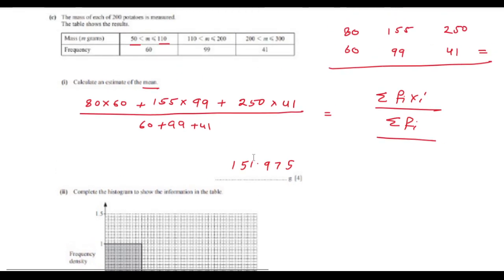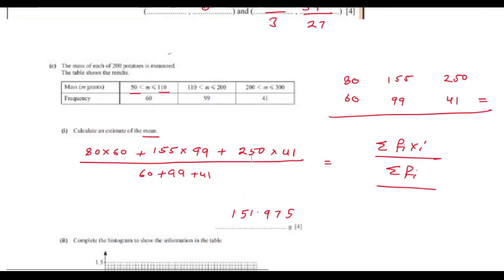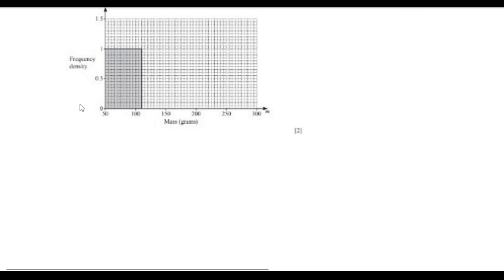Now, for the histogram, first I will extend this table and draw the frequency density. Frequency density is the frequency divided by the class width. So 110 minus 50 gives 60, and 60 divided by 60 is 1. So the first bar is plotted up to a height of 1.